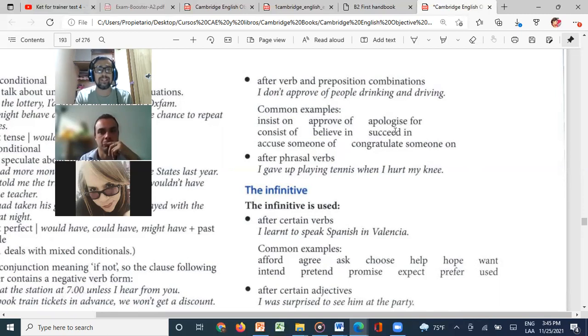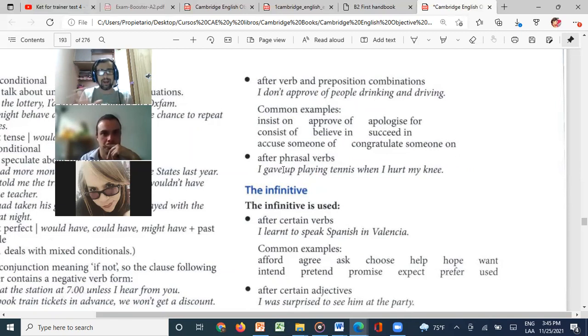Or succeed in, she succeeded in doing the test, right? Or whatever. Or accuse someone of, or congratulate someone on. Okay, so this is something also very, very important. And the last rule for gerunds is that after phrasal verbs, we are also going to use a gerund, ing. I gave up playing tennis when I hurt my knee, right? Or whatever phrasal verb. If you want to use a verb after a phrasal verb, it is a gerund, ing.